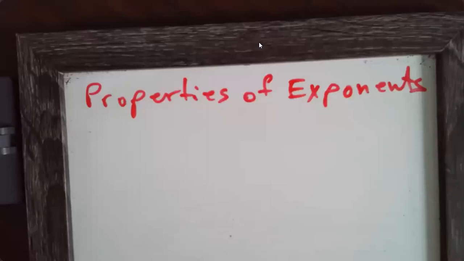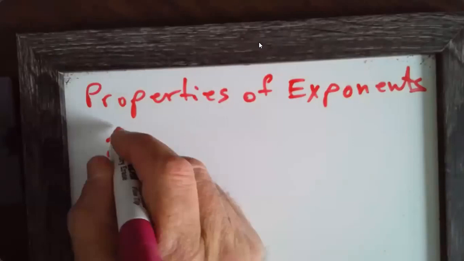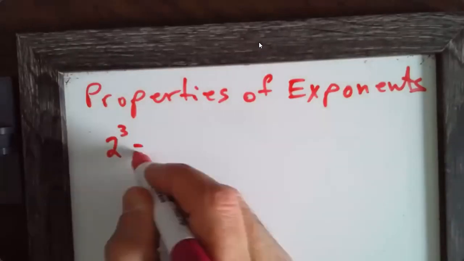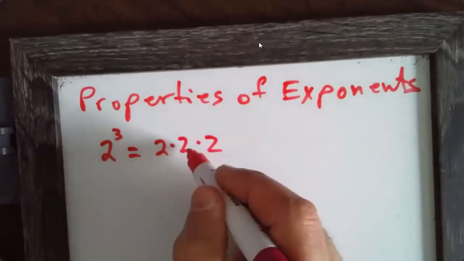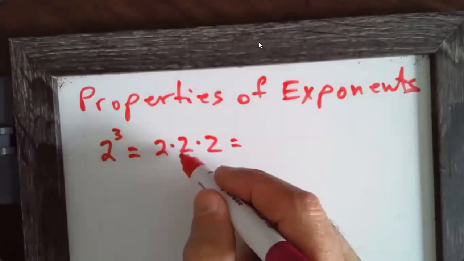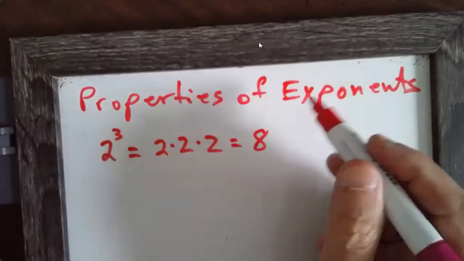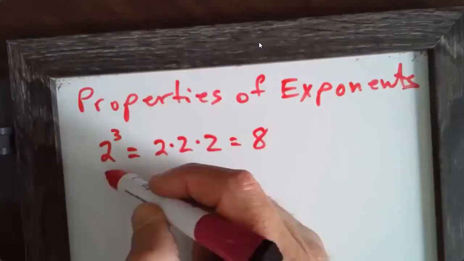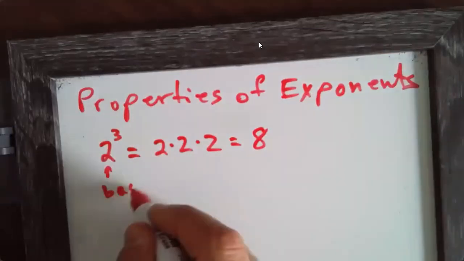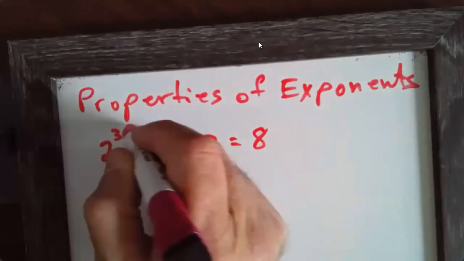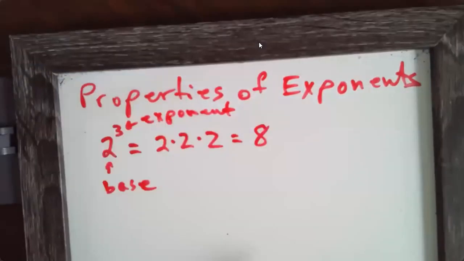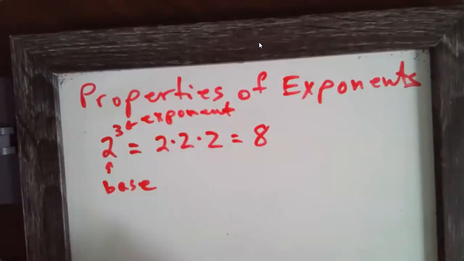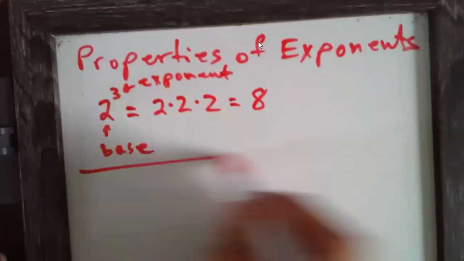Okay, properties of exponents. If we have something like 2 to the third power, well, that's 2 times itself 3 times. So that's 2 times 2 times 2. Well, 2 times 2 is 4 times 2 is 8. The 2 is the base, and 3 is the exponent. So that's one property.